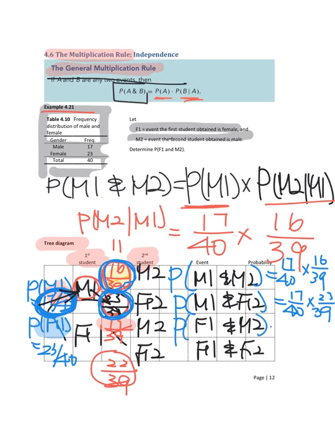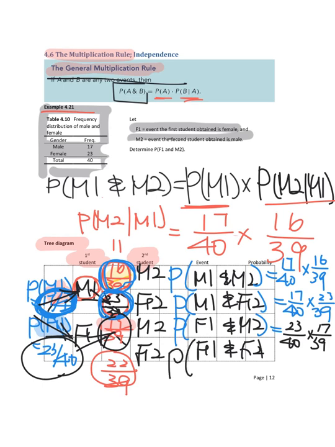Next, just go through the path. Go down, take F1, 23 out of 40, times, go up, 17 out of 39. And the very last one, go down, 23 out of 40, and then down again, take 22 out of 39.